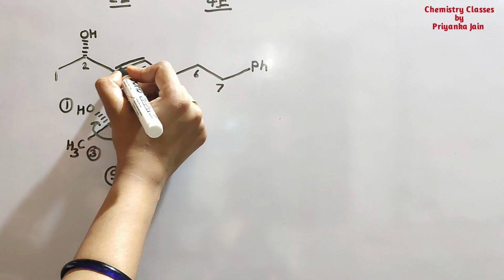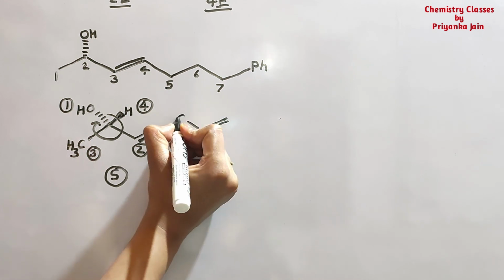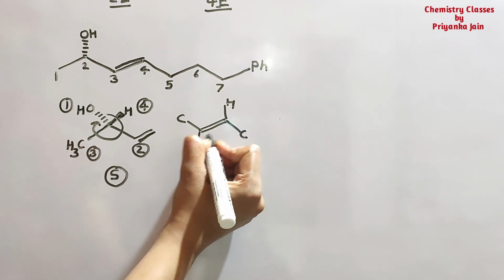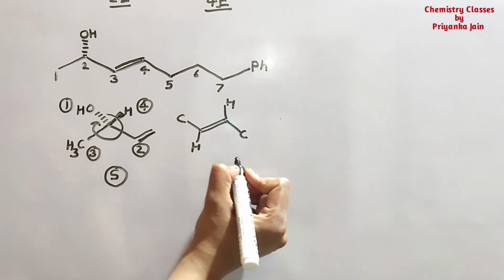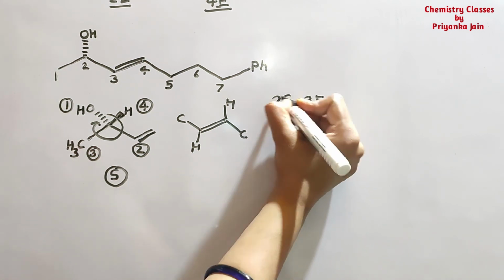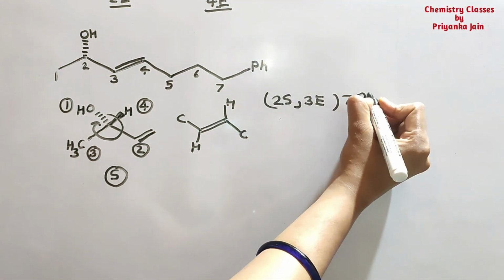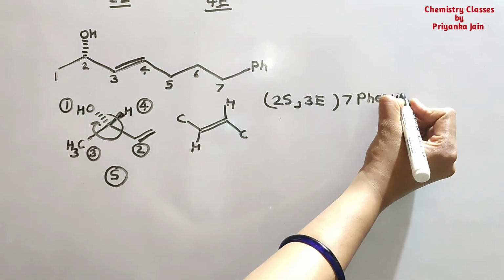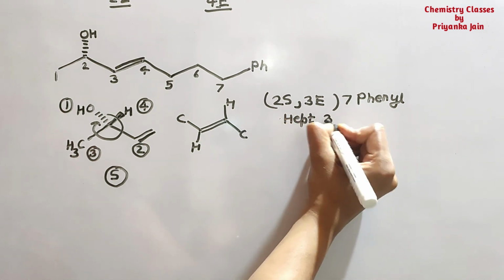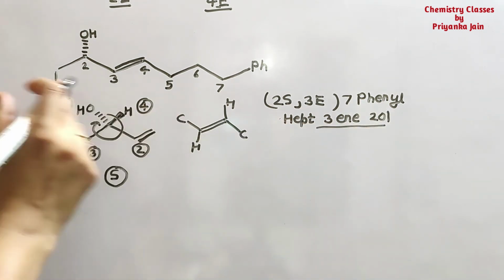Right, now see between C3 and C4 we have to see. This is the carbon atom and this is the hydrogen. Similarly here is the hydrogen and this is the carbon atom. So this is E configuration. Okay, so we can write here 2S and 3E, right, and then 7-phenyl. The ring is 7-membered, so here hept-3-en-2-ol. Okay, so this will be the name of this compound.